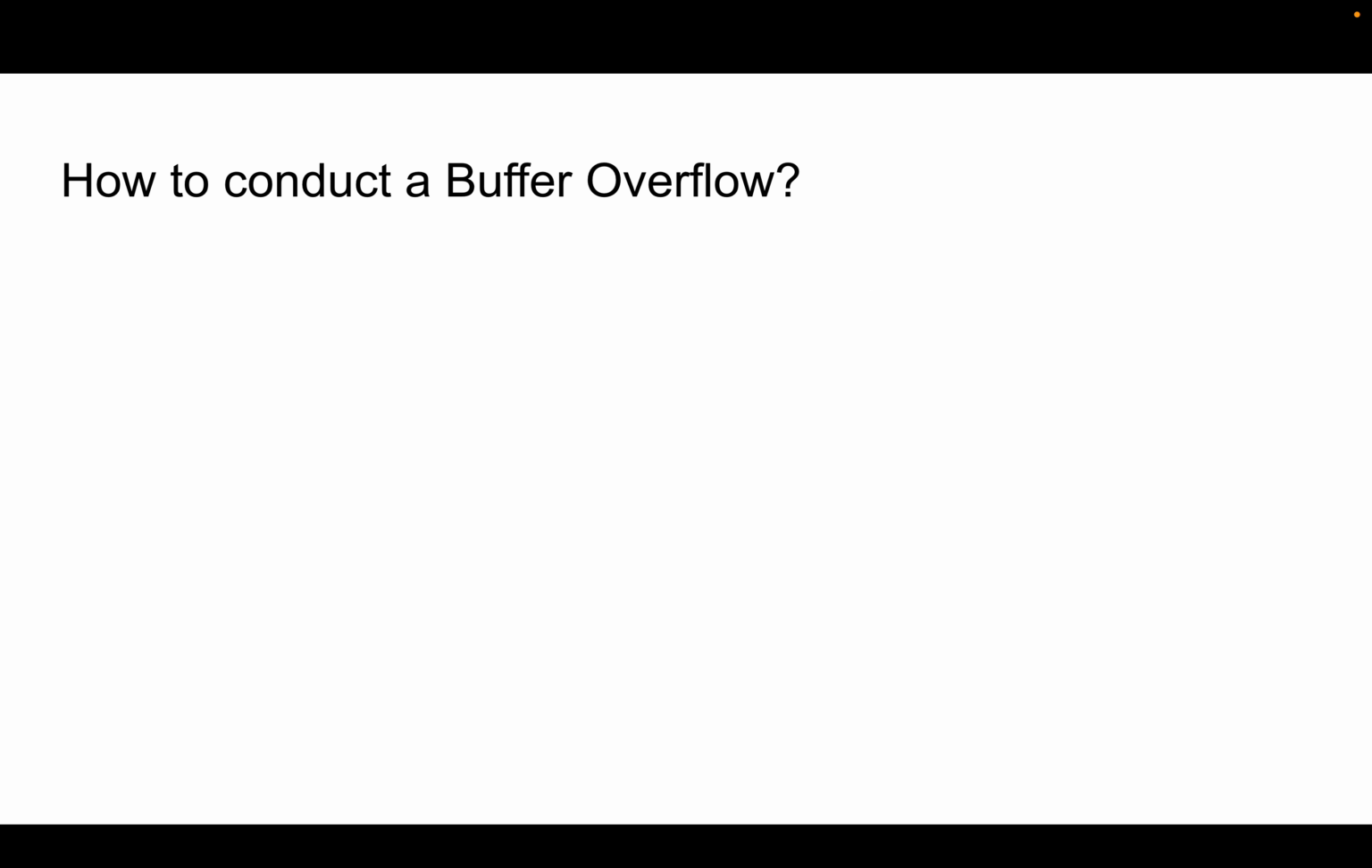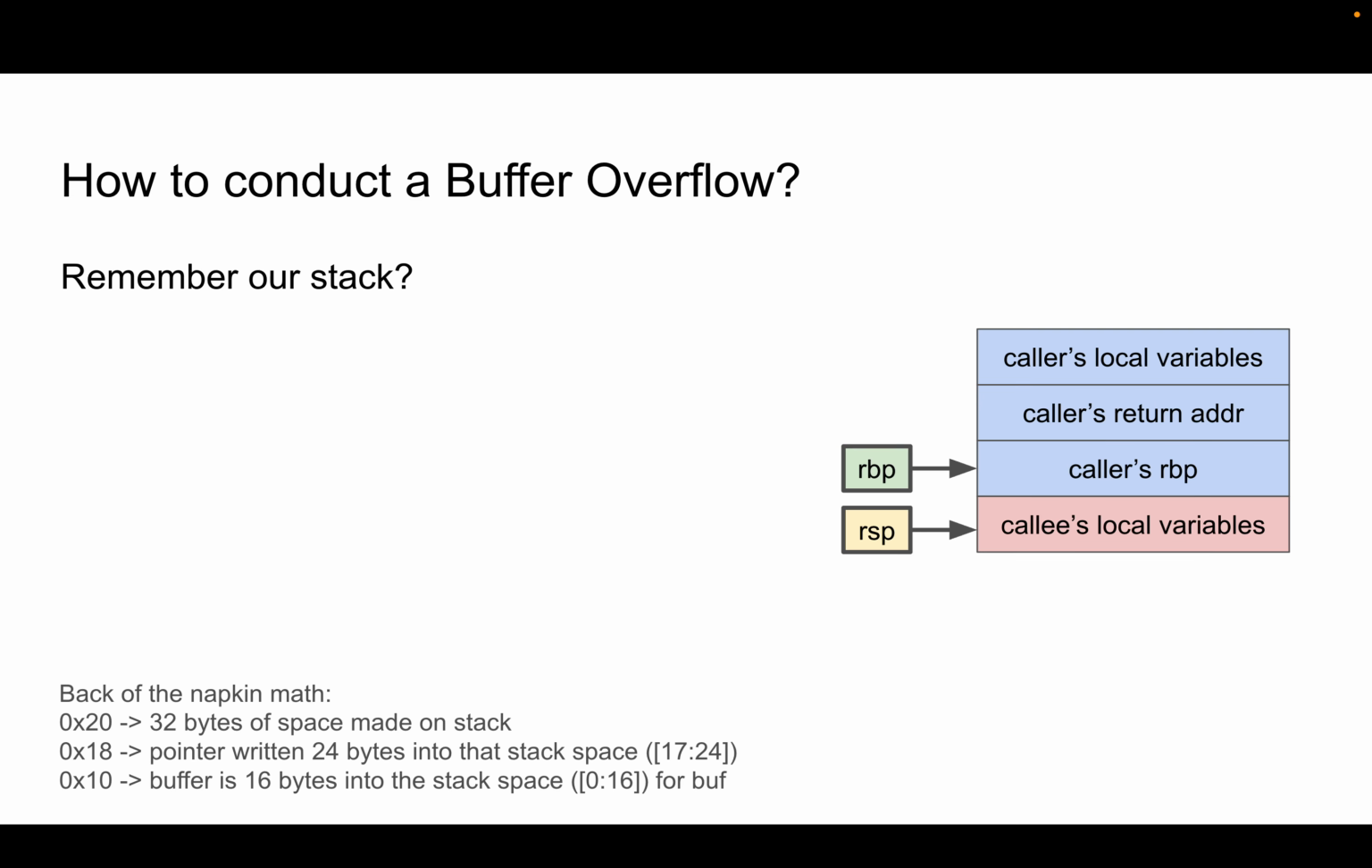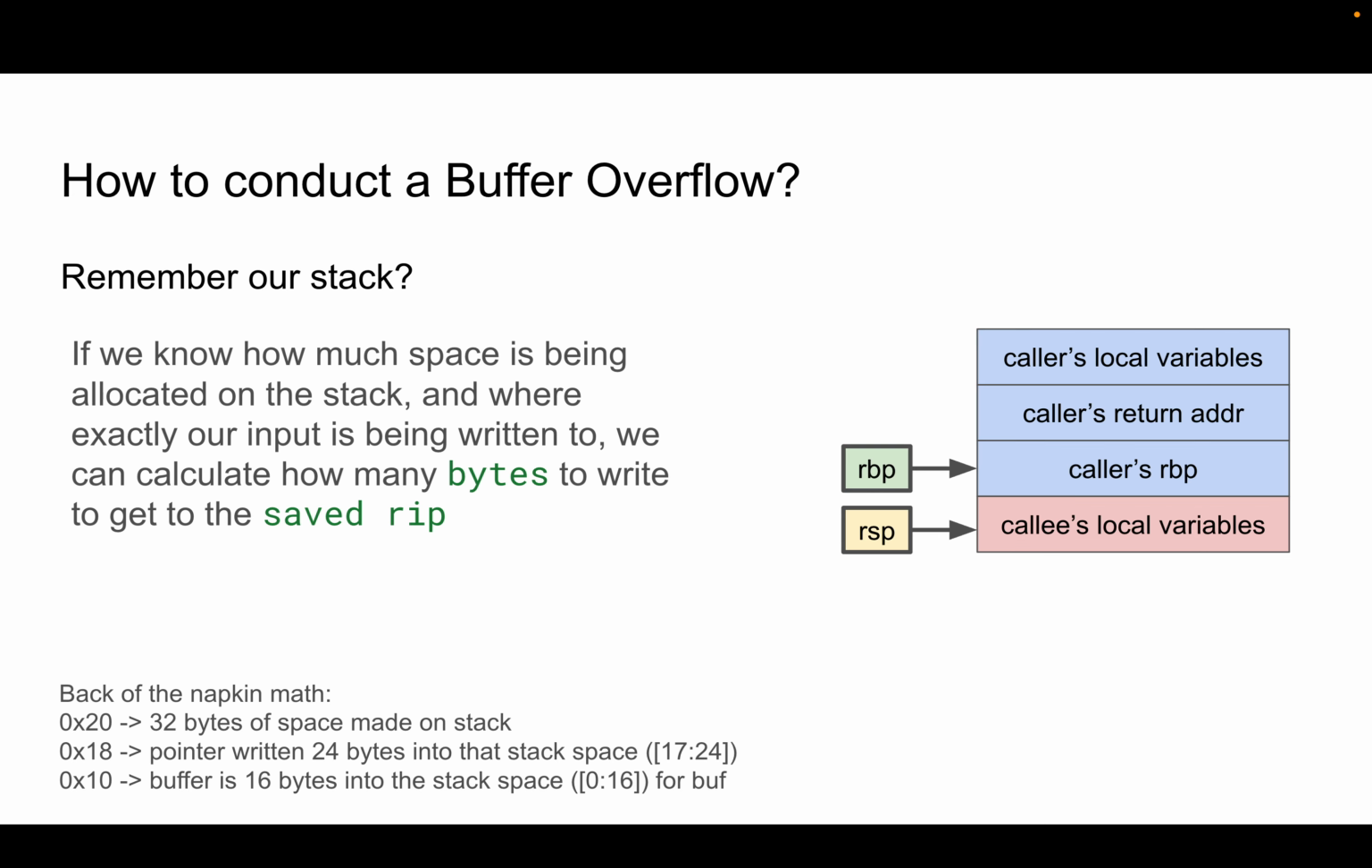So how do we conduct a buffer overflow? Remember our stack? And here is, for a reminder, our back of the napkin math. If we know how much space is being allocated on the stack and where exactly our input is being written to, we can calculate how many bytes to write to get to the saved return address of the caller. So if we have 16 bytes needed in order to fill up our buffer, and 8 bytes needed to overwrite our saved base pointer, and another 8 bytes needed to overwrite the caller's return address, then we simply need 32 bytes in order to hijack the control flow of this program.